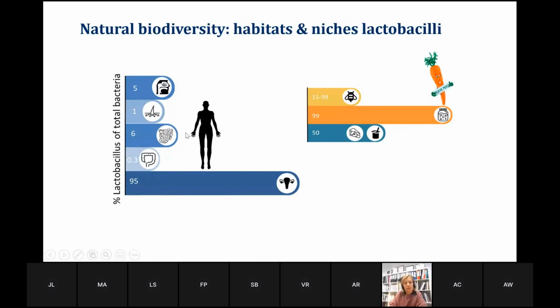I already mentioned before that people mostly associate them with gut health. They are present in the gastrointestinal tract in different numbers. For example, they're more prevalent in the small intestine than in the colon. But that's not their main habitat or niche in the human body. Actually, they're really dominant in the female reproductive tract. But you can also find them on the skin and in the nose.